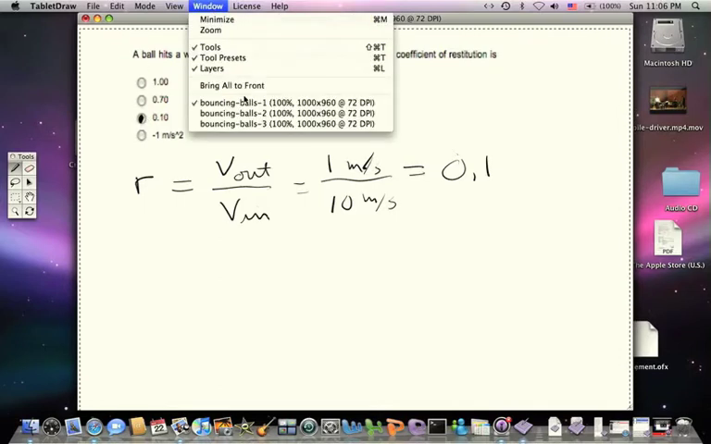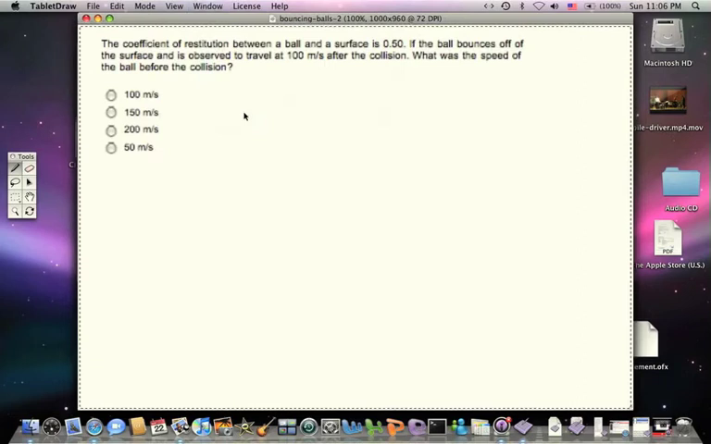So let's go to the second problem. The coefficient of restitution between a ball and a surface is 0.5. If the ball bounces off the surface and is observed to travel 100 meters per second after the collision, what was the speed of the ball before the collision? So this coefficient of restitution of the ball on the surface is 0.5, which means that the outgoing velocity is 1/2 of the incoming velocity. So if after the collision it's going 100 meters per second, then before the collision it had to be going twice as much. And so the only answer really is 200 meters per second.